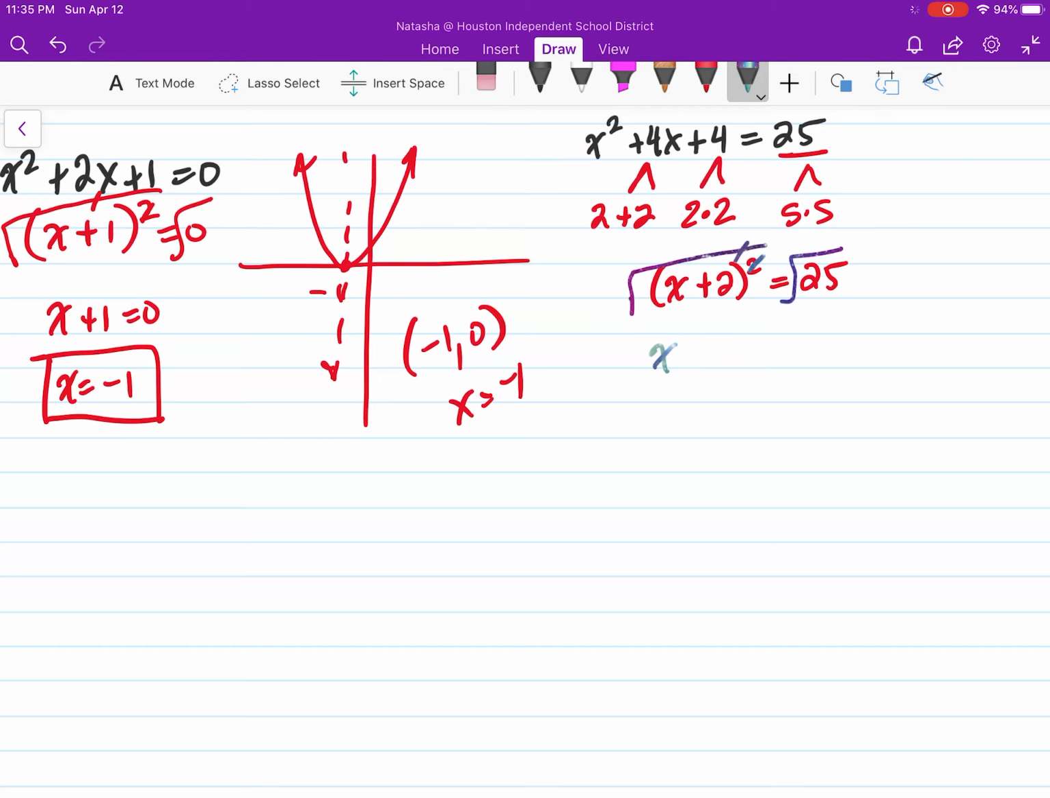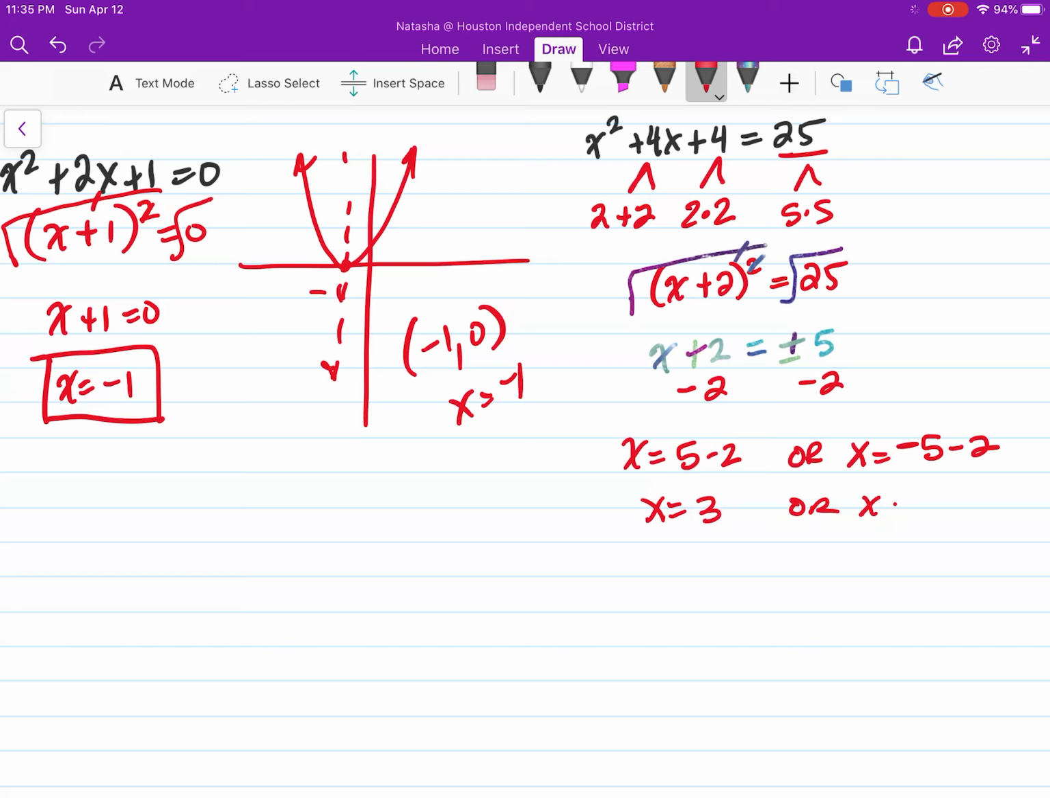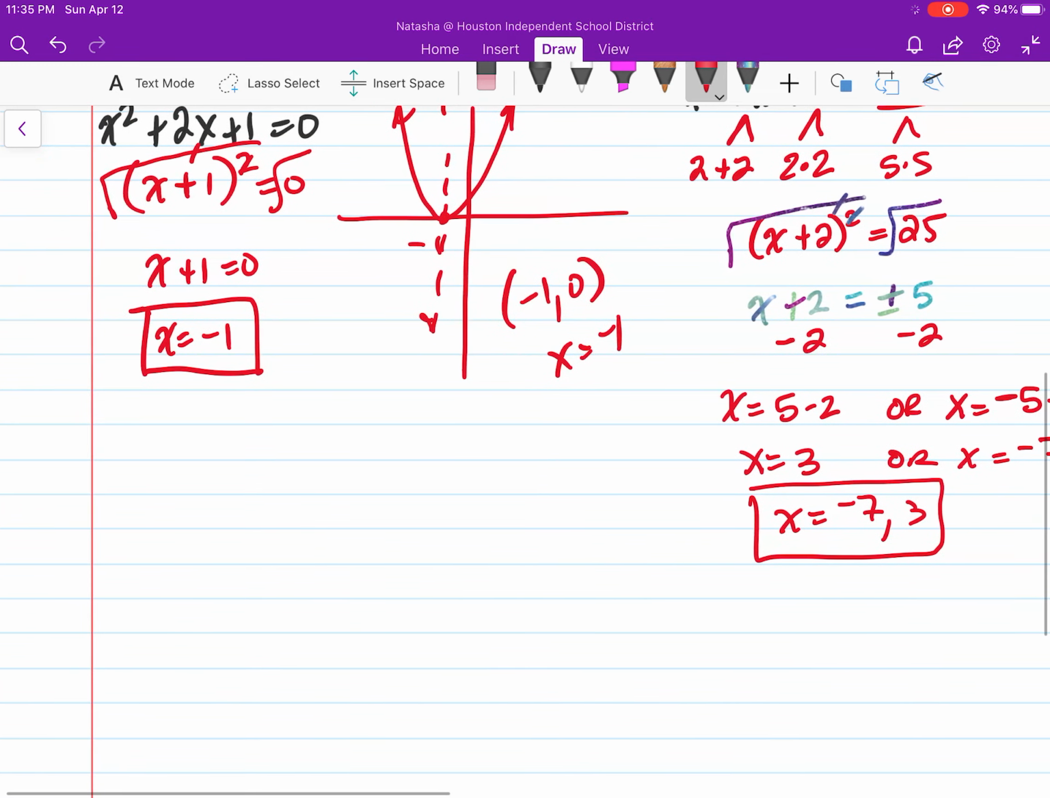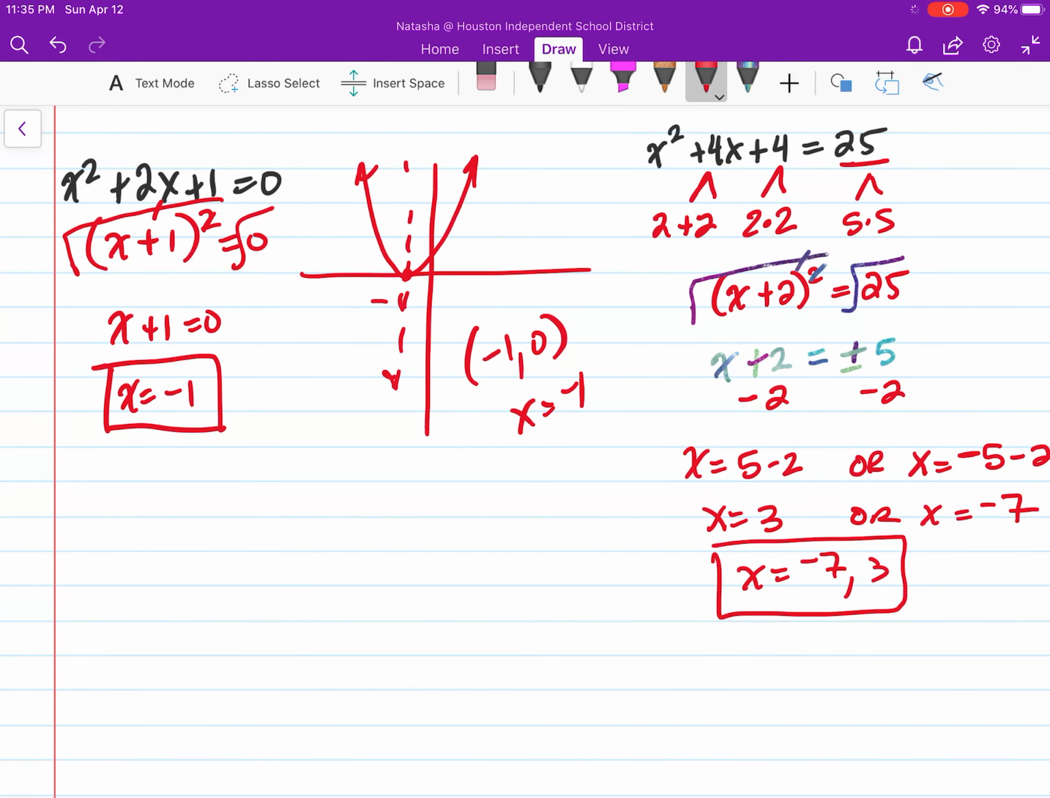All right, now here's where you need to be careful. On the left side, the square and the square root cancel each other out, so it gives me x plus 2 is equal to, now, whenever we take the square root of a number other than 0, we need to take the positive and the negative. So this is positive and negative 5. Okay, so now when I solve for x, I'm going to subtract 2 from both sides. So x is going to be equal to positive 5 minus 2, or x is going to be equal to negative 5 minus 2. So x is equal to 5 minus 2, which is 3, or x is equal to negative 7. So my answer is going to be negative 7, 3. Okay, let's do one more.